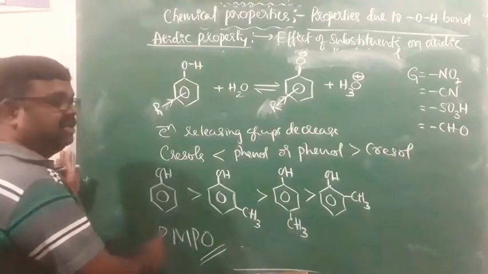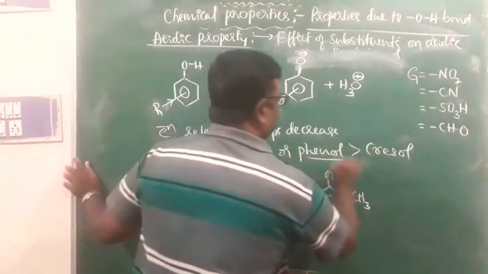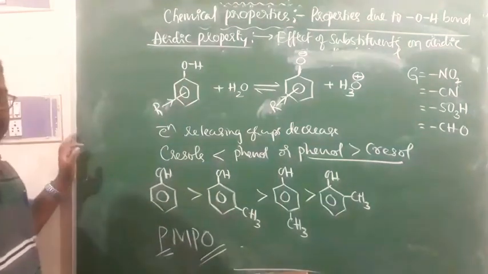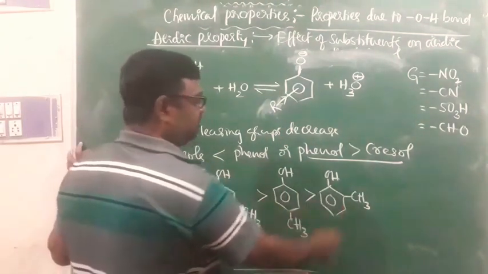Prime Minister's Personal Officer. P stands for phenol. Because you already know that phenols are more acidic than cresols. So phenol, metacresol, paracresol and orthocresol.